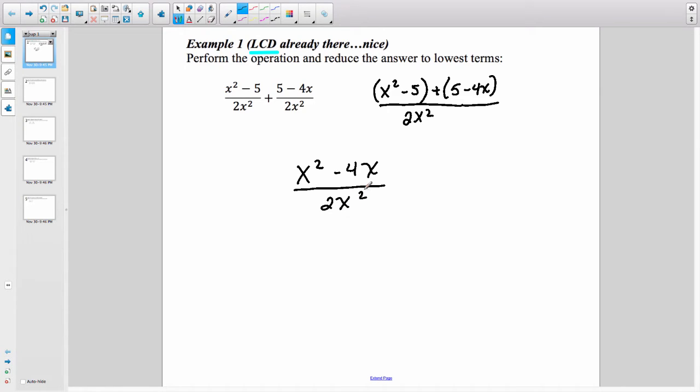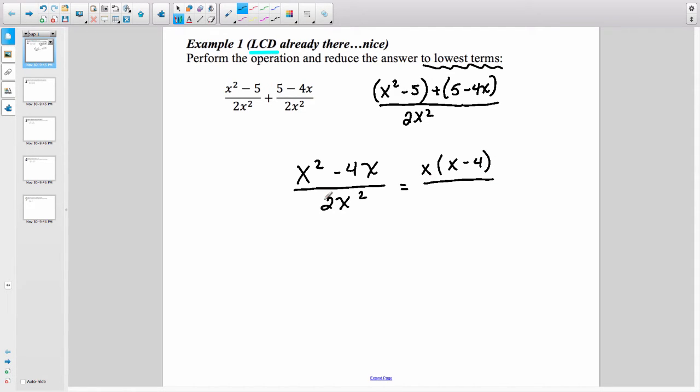Now that wasn't really that hard. The thing is, now we have to reduce our answer to lowest terms, because at this point in your classwork, you know that you don't leave fractions without reducing them. So to reduce fractions, or rational expressions, we factor. So what can I do to the top? This looks like GCF. So I'll take out an x, like so.